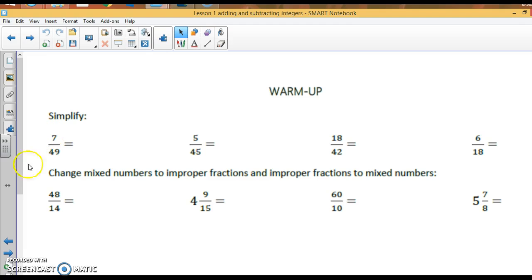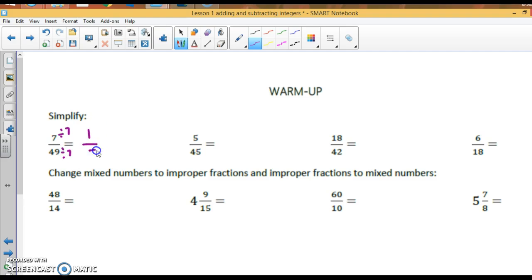So, simplify 7/49. To do that, I can divide both numerator and denominator by 7 and I get 1/7. 5 over 45, divide them both by 5, and I get 1/9. That's simplified or reduced. 18 over 42, I can divide by 6, and I will get 3/7. 16/8 divided by 6, and I get 1/3.